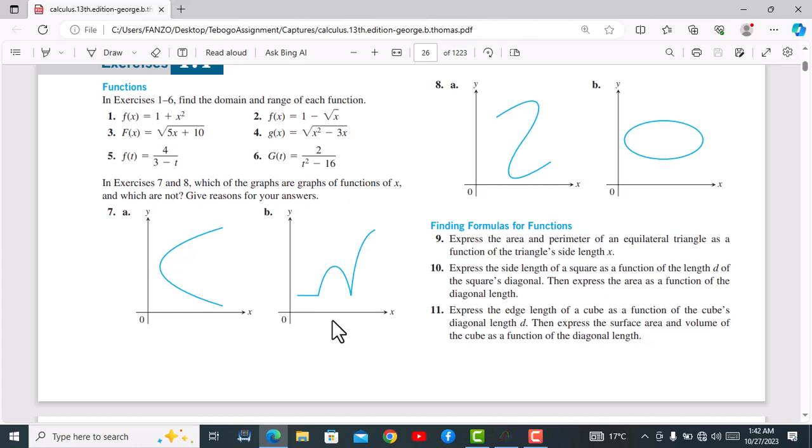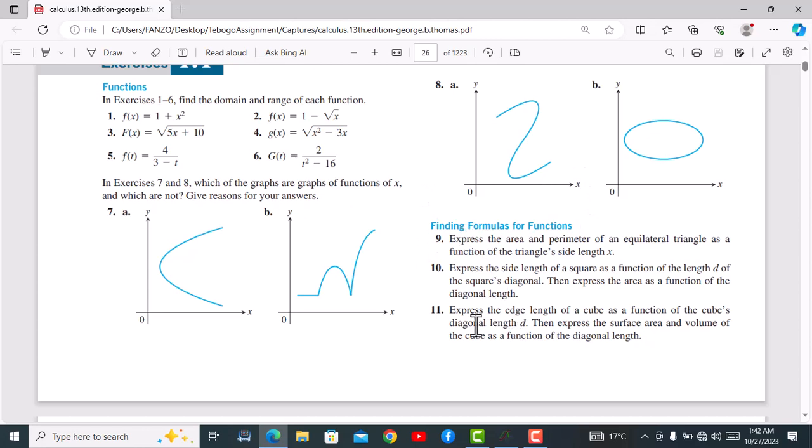And this one is a function because it passes the vertical line test. This one fails the vertical line test because it intersects the value of y more than once at the same value of x. So this one passes the vertical line test, therefore it is a function. This one is not a function for the same reasons we have provided, and this is also not a function. It fails the vertical line test. For one value of x, you have more than one value of y. If we look at it in that context, I will assume that's what the question requires.